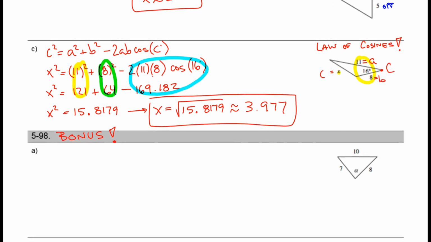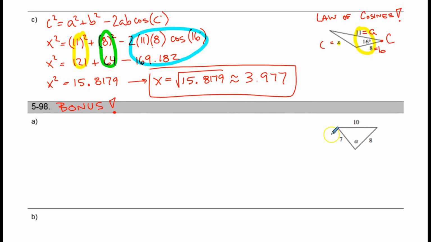And what I'm going to use is the law of cosines to find angle alpha. And here's what I'm going to do. I'm going to call this A, and I'm going to call this B, and I'm going to call this C, and that means this would be C over here. But now angle C is actually called alpha. So let's take a look at this. C squared equals A squared plus B squared minus 2AB cosine of C. So let's take a look at what we get.